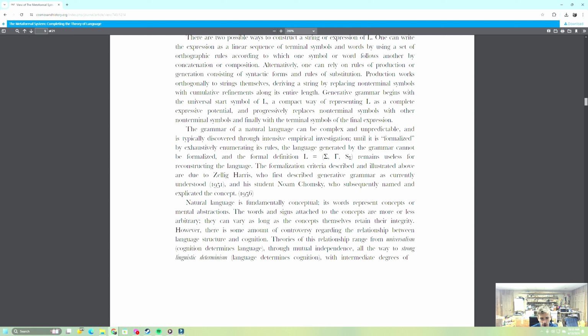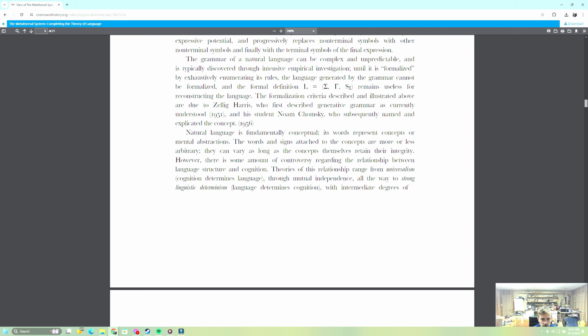Natural language is fundamentally conceptual. Its words represent concepts or mental abstractions. The words and signs attached to the concepts are more or less arbitrary. They can vary as long as the concepts themselves retain their integrity. However, there is some amount of controversy regarding the relationship between language structure and cognition.